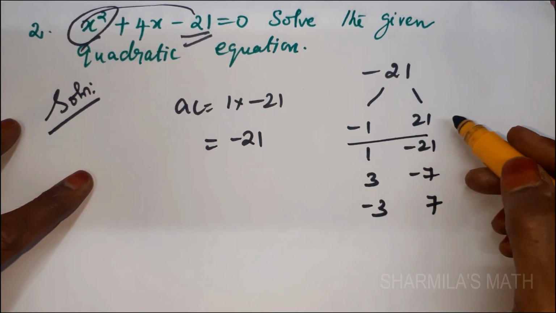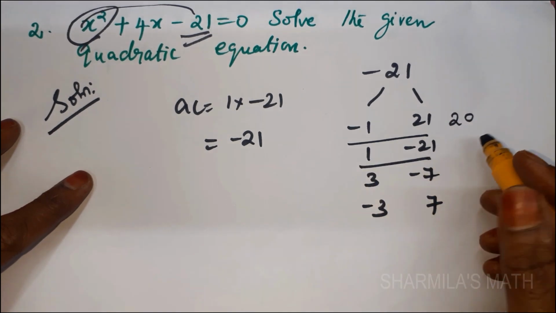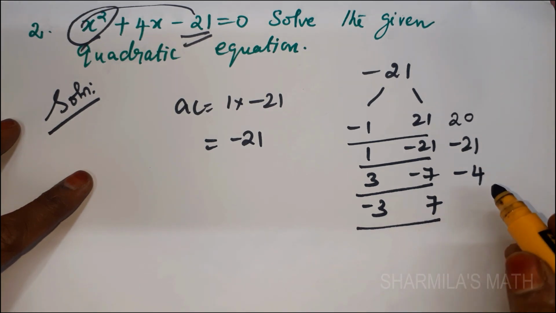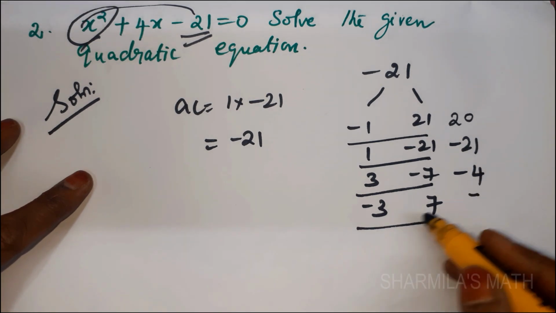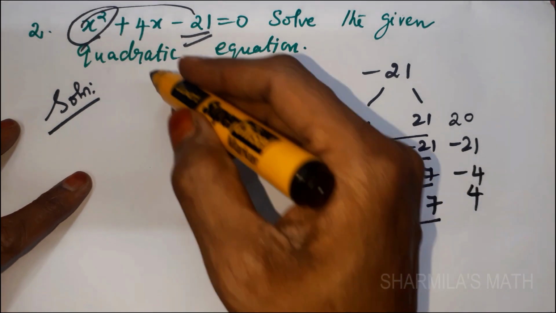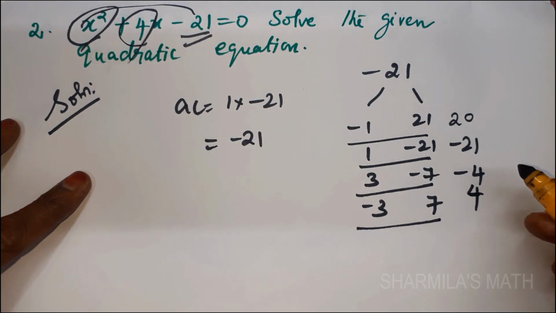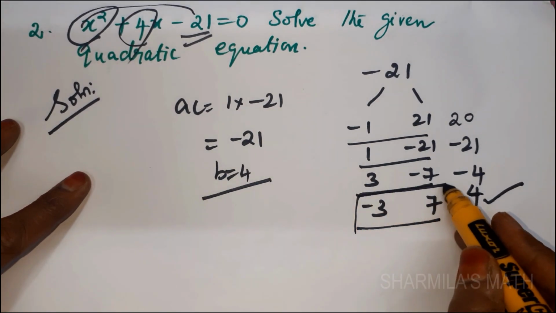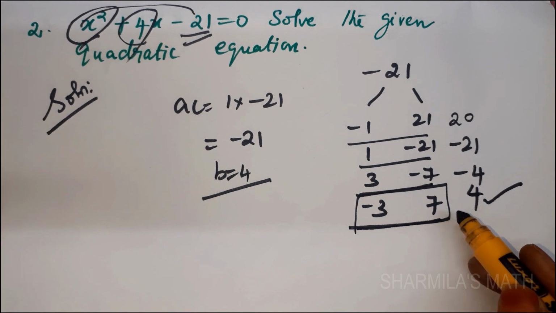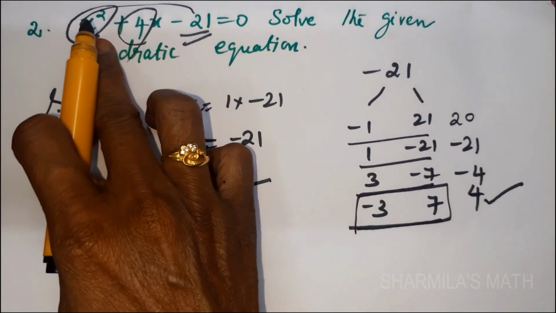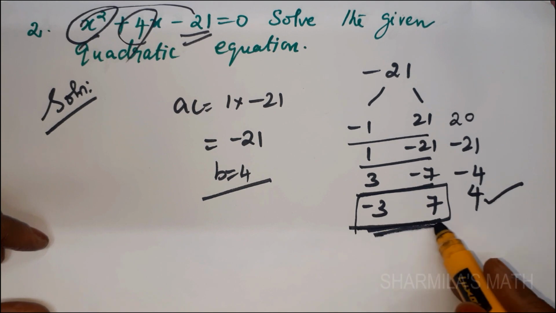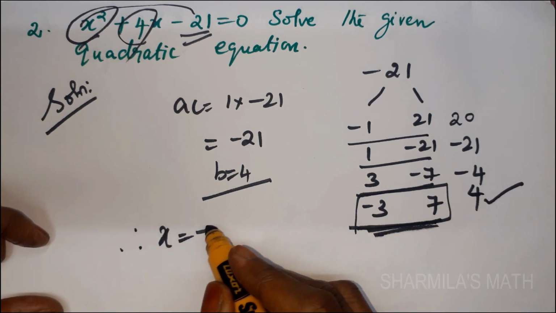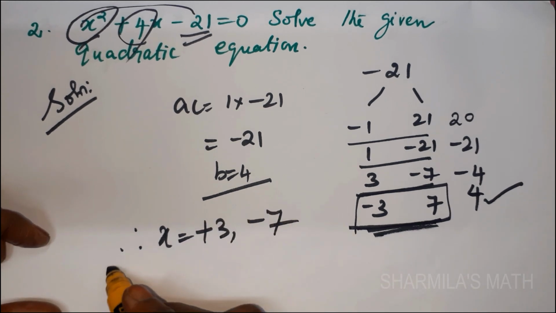When we add these two, we are getting plus 20. When we add these two, we are getting minus 20. When we add these two, it is minus 4. When we add these two, it is plus 4. We have the coefficient of B. The coefficient B is equal to 4. So we have to go with this possibility. So minus 3, 7. Since the coefficient of x squared is 1, from here itself directly we can write the roots. So the roots are x is equal to plus 3, minus 7.